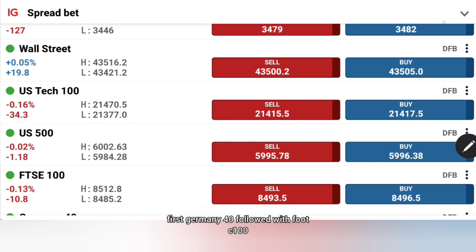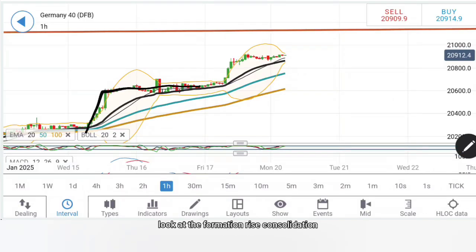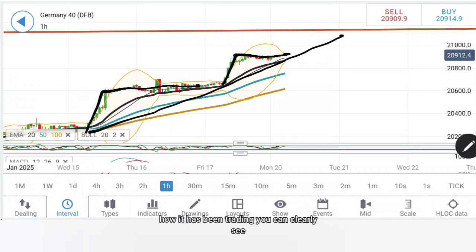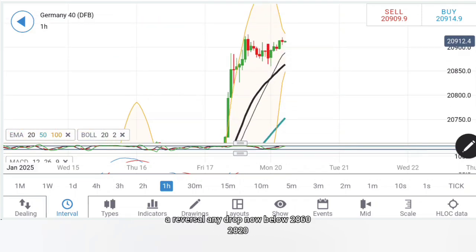Let's start. First, Germany 40, followed with FTSE 100, and in the end, S&P, Nasdaq, and Dow. Watch DAX on the hourly charts. Look at the formation: rise, consolidation, consolidation. So this is how it has been trading. You can clearly see it is trying to form a pattern. Also, the second thing here is the bullishness getting diminished after a good rally. Just wait for it to confirm a reversal. Any drop now below 2860, 2820, and then 2790. If these three levels are taken, we can look forward to a correction towards 2750.